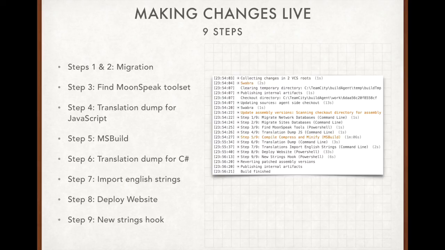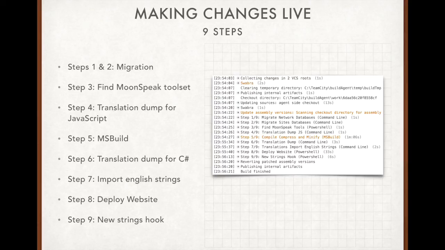The next step is to import the English strings. What this is doing basically is pushing all of the new English into a translation database, and what that allows them to do is to automatically translate all of their new changes instantly. The next step is to deploy the changes to all of their websites. This is done simply by stopping their website, overwriting the files, and starting the website up again.